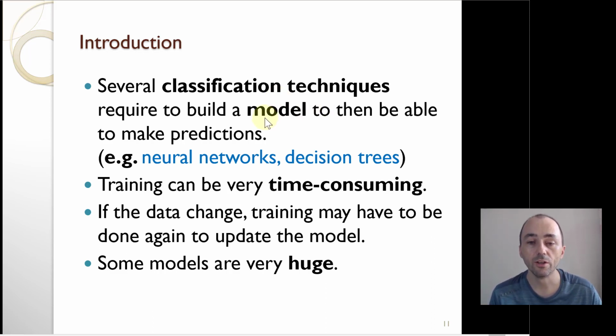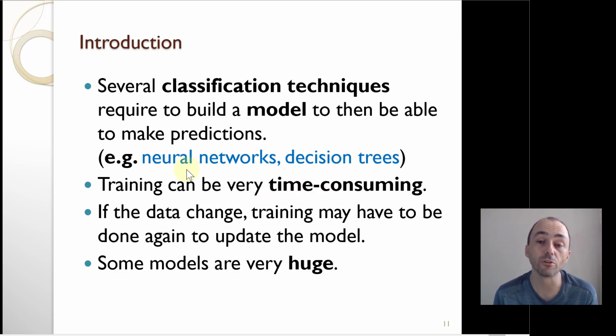So in general, there are many models to do the classification. It could be the neural networks, the decision trees, and so on. But many of these types of models, like neural networks, you need to train them. So before you can do prediction with a neural network, you need to build a neural network with some training data. Then you can use it to do prediction. The same for the decision trees. But training can be very time consuming.